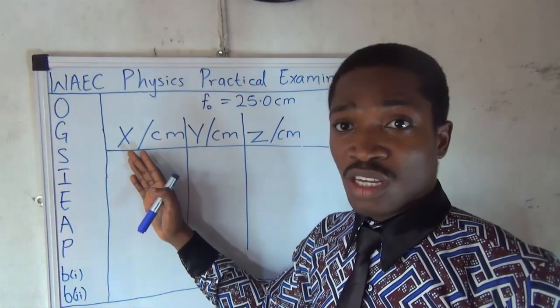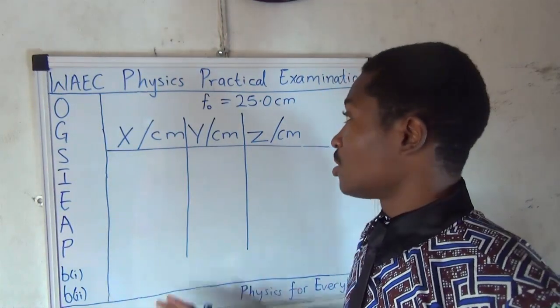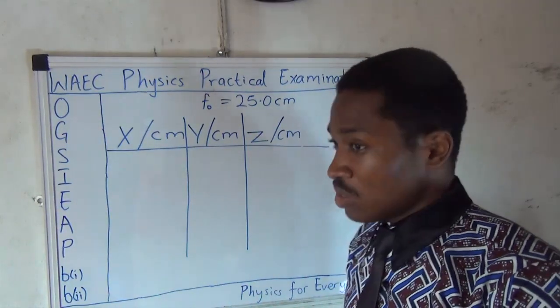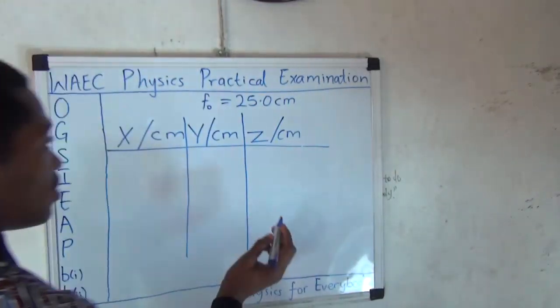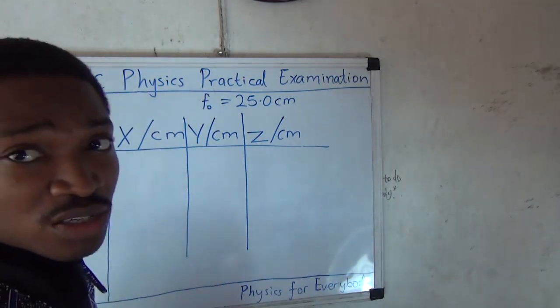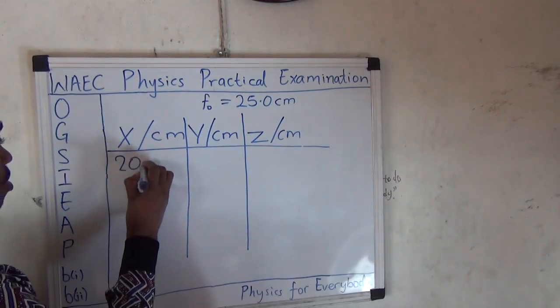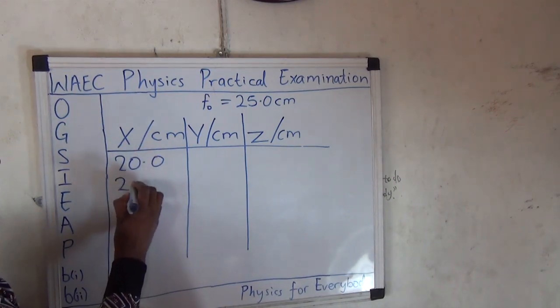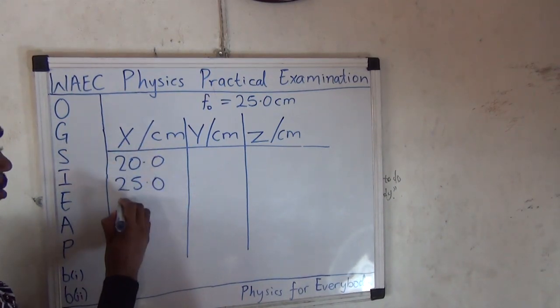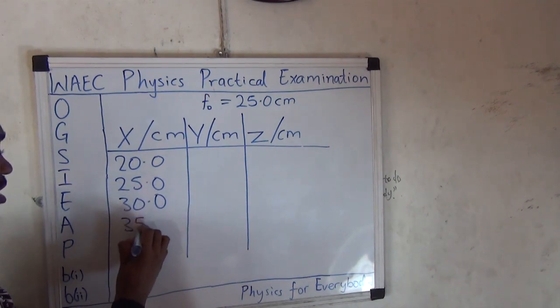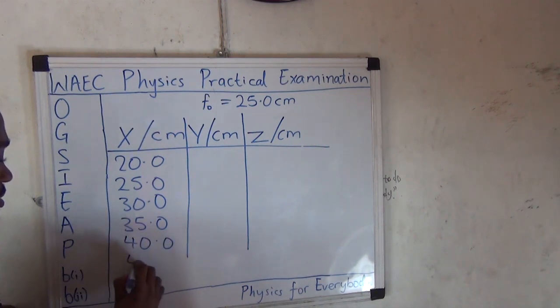You know your X was taken with your meter rule, and measurement taken with the meter rule must be written to at least one decimal place. So let's assume the values you were given were 20, 25, 30. So you write 20.0, 25.0, 30.0, 35.0, 40.0, 45.0.